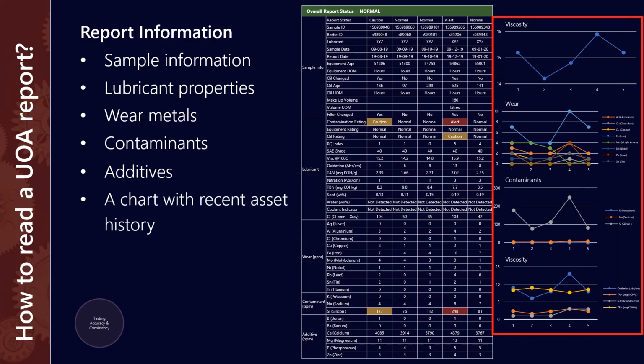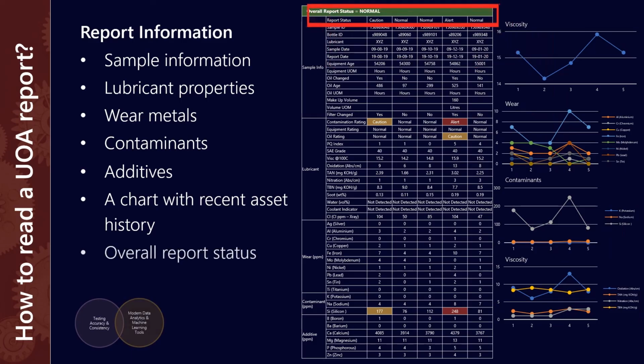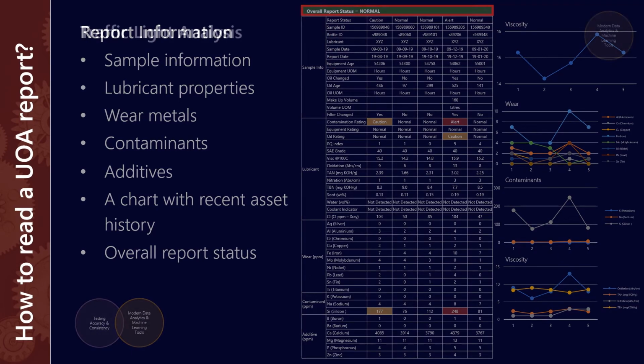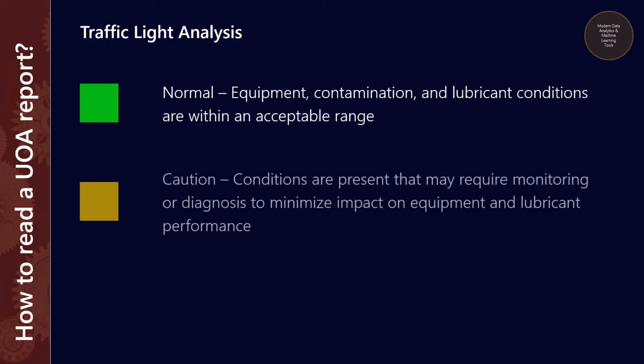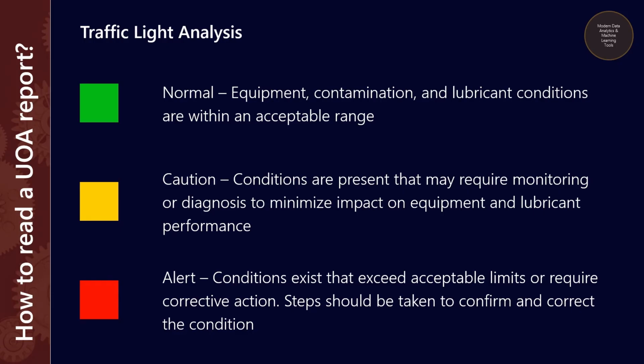You'll also see some kind of graphical representation of the recent asset history, and I'll describe in future slides why that can be a little bit dangerous. But the final part of the report will be an overall report status. So generally it will be on a traffic light system, which is green means normal, yellow is caution, and red means alert. Something is out of the ordinary and you need to go and look at it.